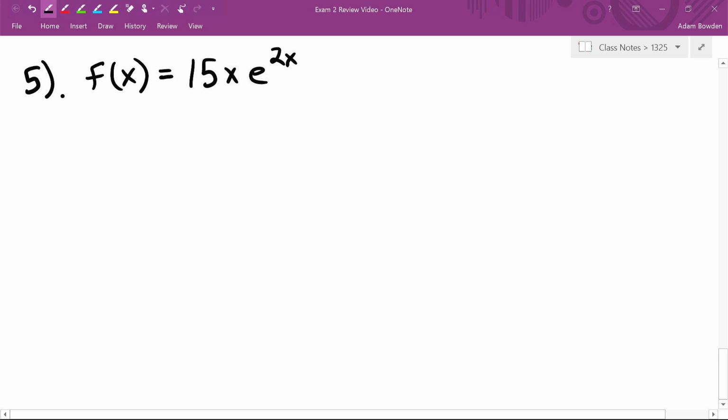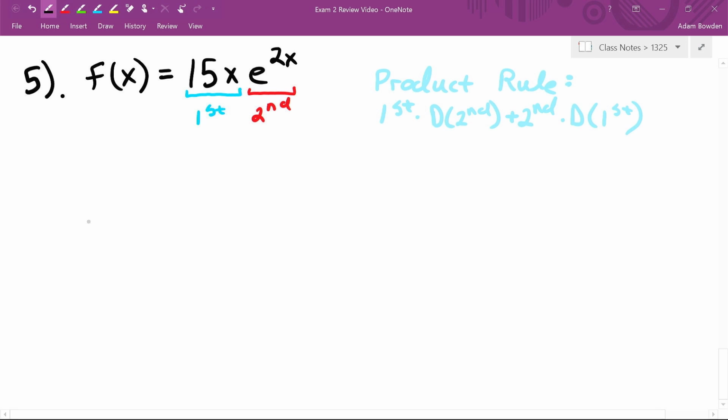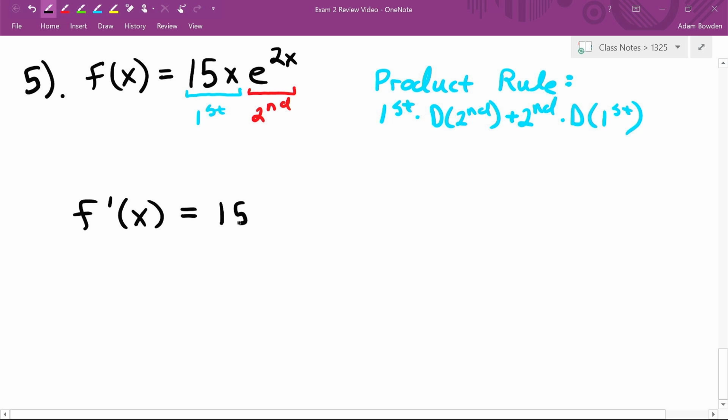Okay, let's look at another one here, 15x e raised to the 2x. In this case, we're going to need to consider the product rule. We've got the first, that'll be the 15x on its own as its own thing to take the derivative. And then we also have the second, which is the e to the 2x. So when we write down f prime of x, we'll write down the first, 15x, times the derivative of the second, which is the derivative of e to the 2x.